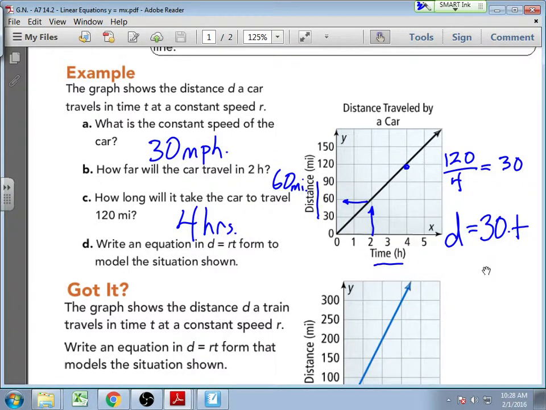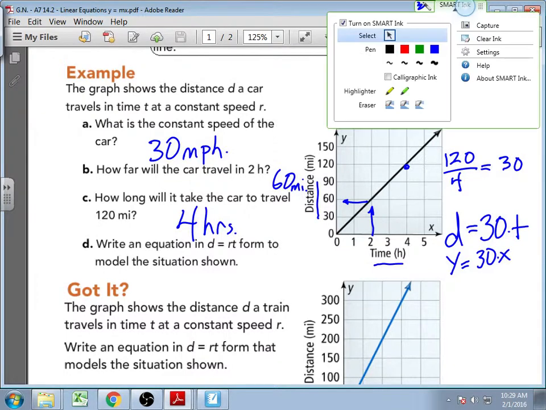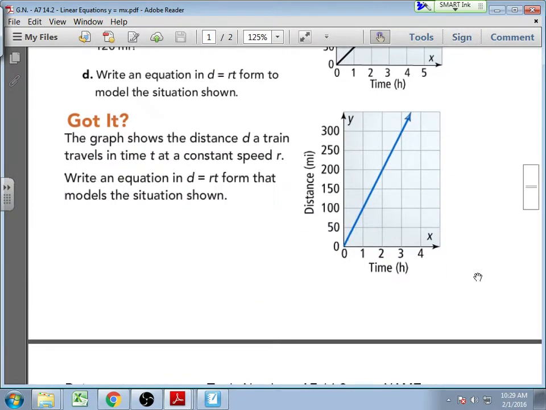I'm going to make it d equals 30t, just to make it in its d = rt form. But below that, also write y equals 30x, because you are in the y equals mx form. If you are using the d = rt formula, you are modeling a proportional relationship. Driving is a great example of a proportional relationship because if you don't drive for any time, you don't go any distance. You have that origin point. It's like when you're sitting in the driveway waiting for your parents. You are at the 0, 0 point.